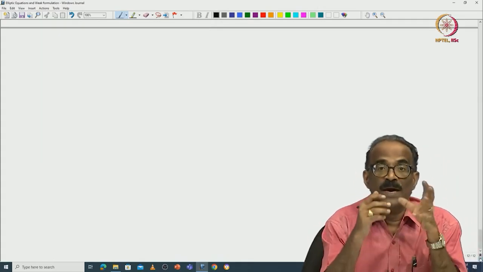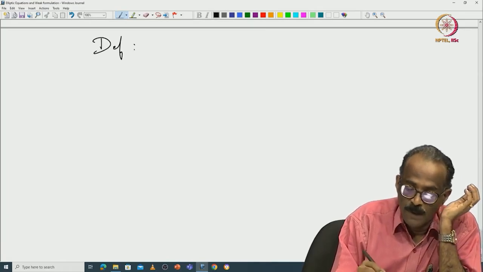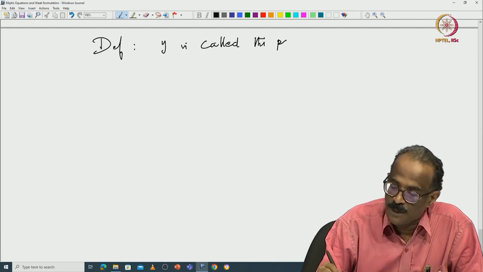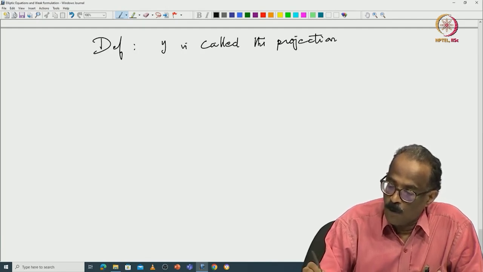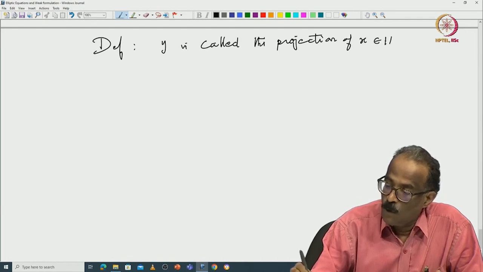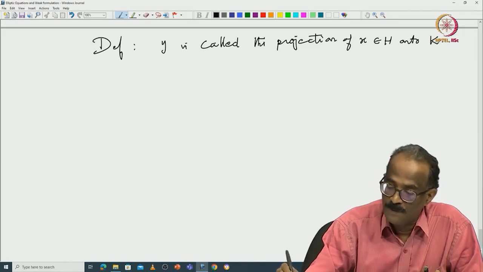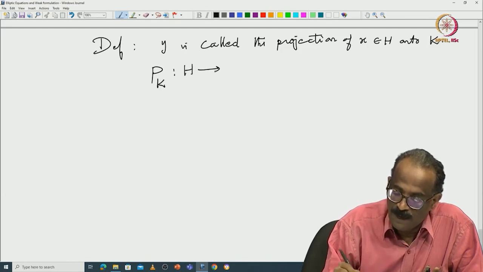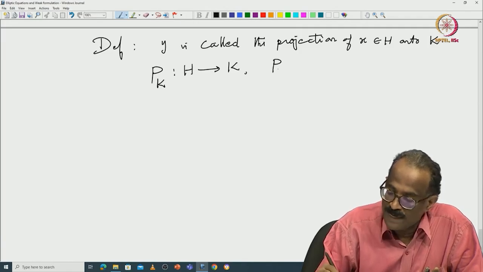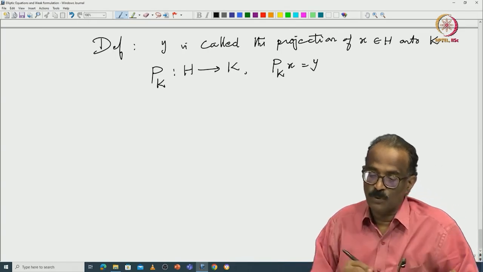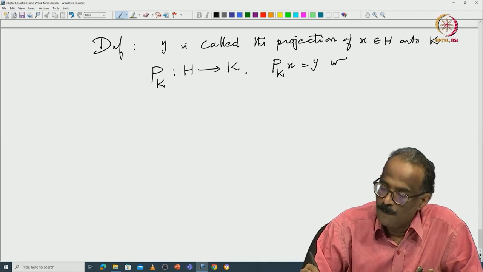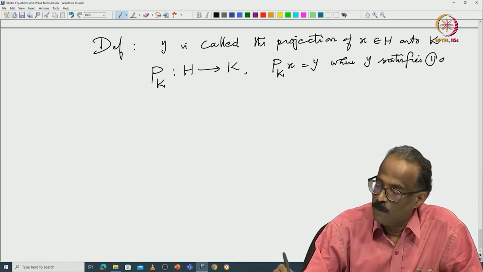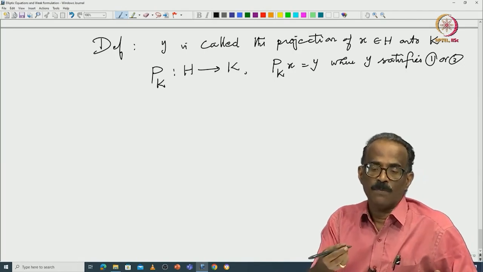And then this y is called, by definition, the projection of x in H onto K. So, we denote that P_K. There is a mapping P_K from H to K given by P_K of x equal to y, where y is the solution to the minimization problem, where y satisfies 1 or 2, both are the same, solves the minimization problem or the variational inequality.